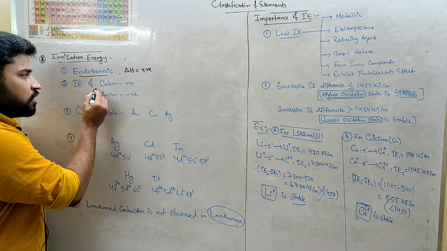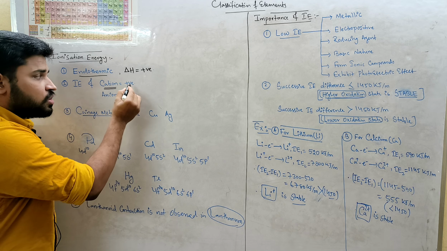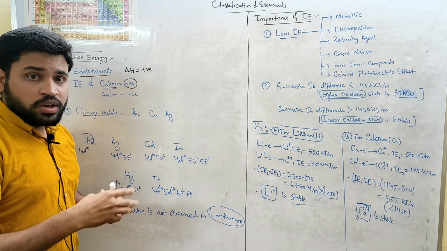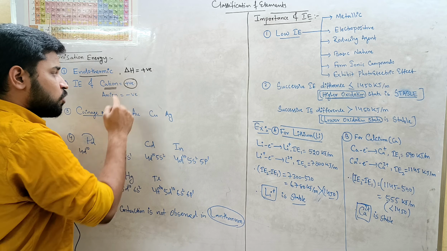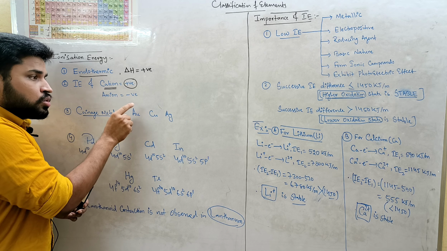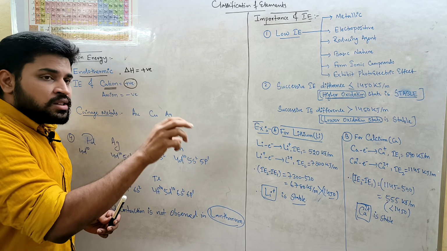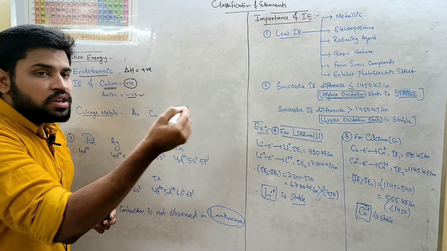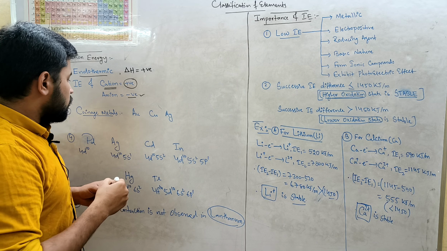Next point, generally the ionization energy for cations is positive because we have to give the energy, because of the stronger nuclear force of attraction. For anions, the ionization energy will be lesser, or generally we can write it as negative. That means energy is going to be released, not given.